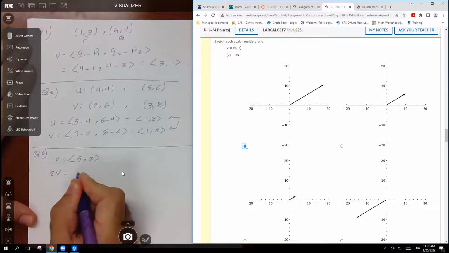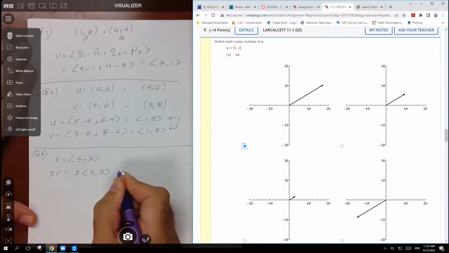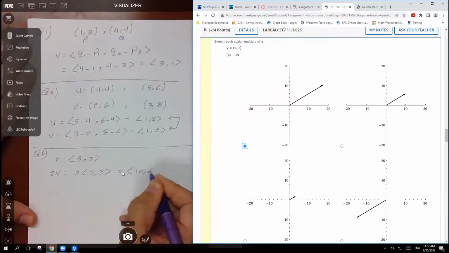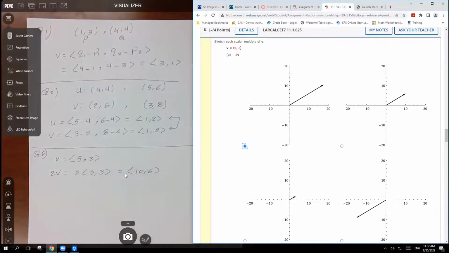2V is going to be 2 times 5, 3. And it is going to be 10, 6. So the vector 2V is 10, 6. Which option are we going to choose? I think the second one. This one? Yeah. This is 10 and this is 6.